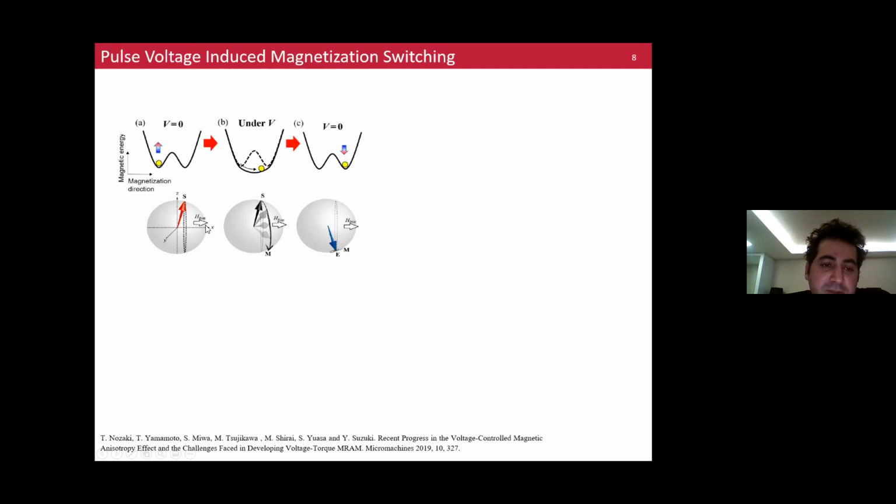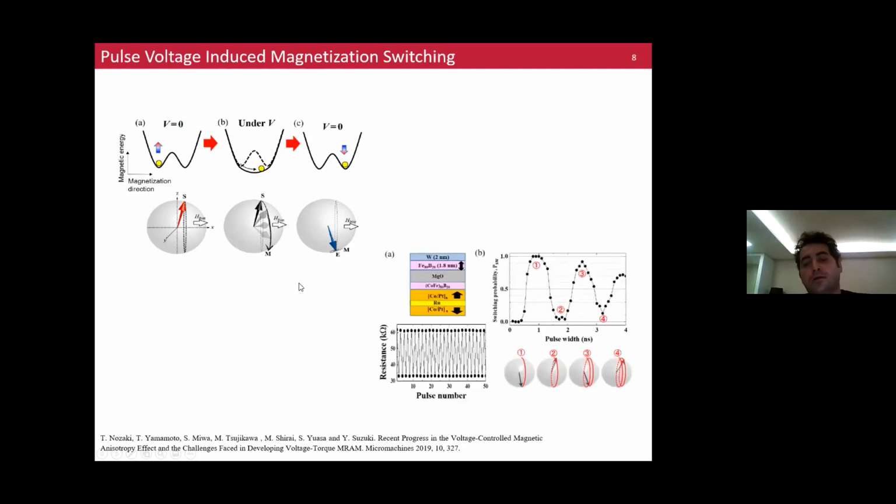And this bias field can be applied externally, or an exchange bias structure or in-plane magnetic anisotropy structure can be added to the system. So this is an example for the switching mechanism.